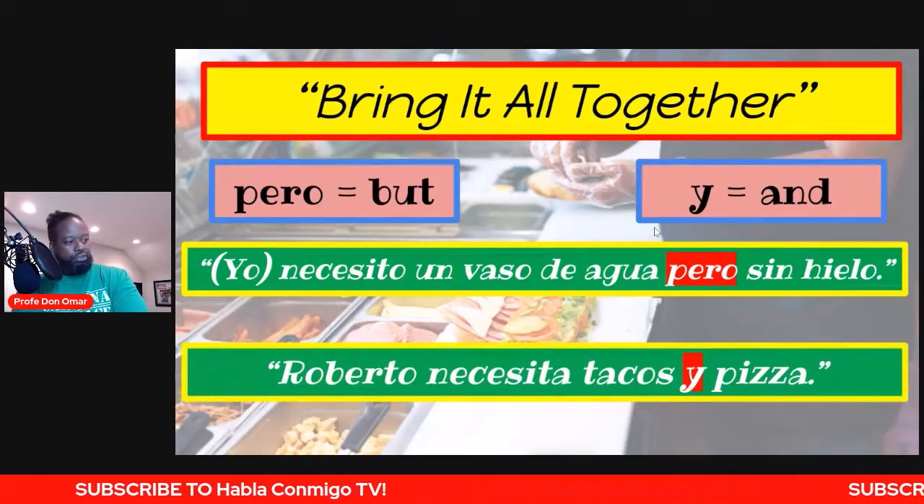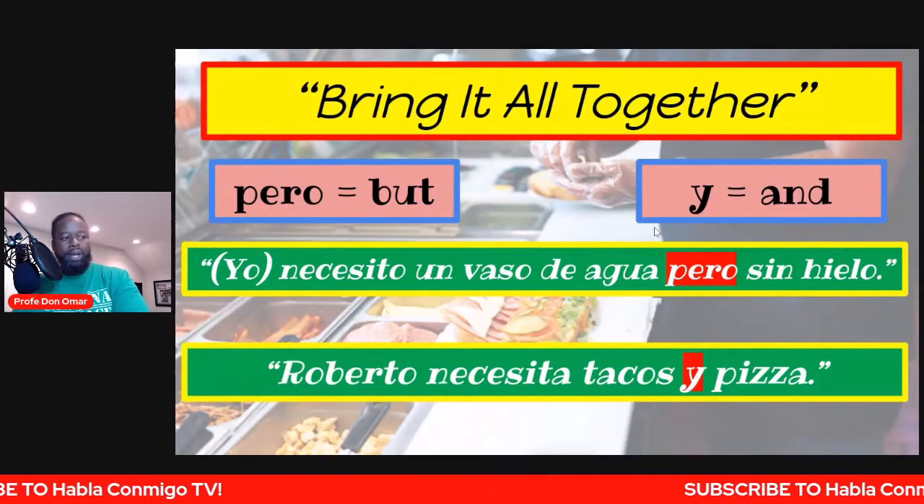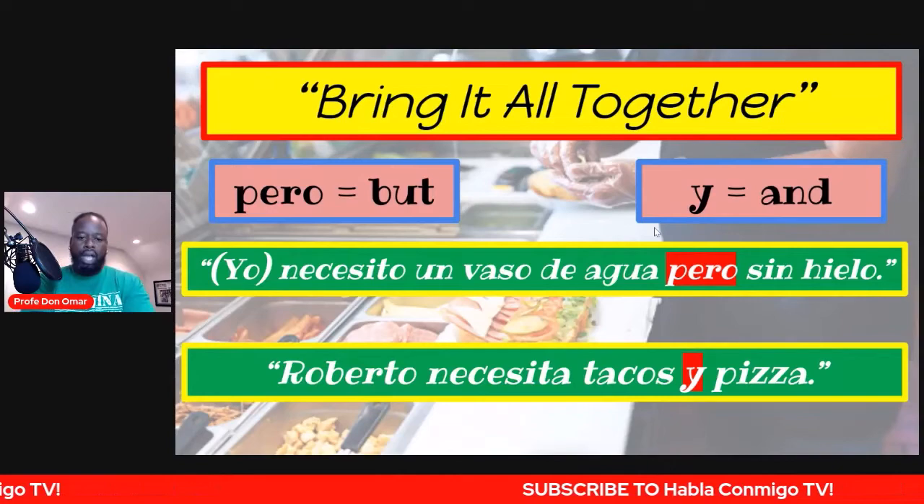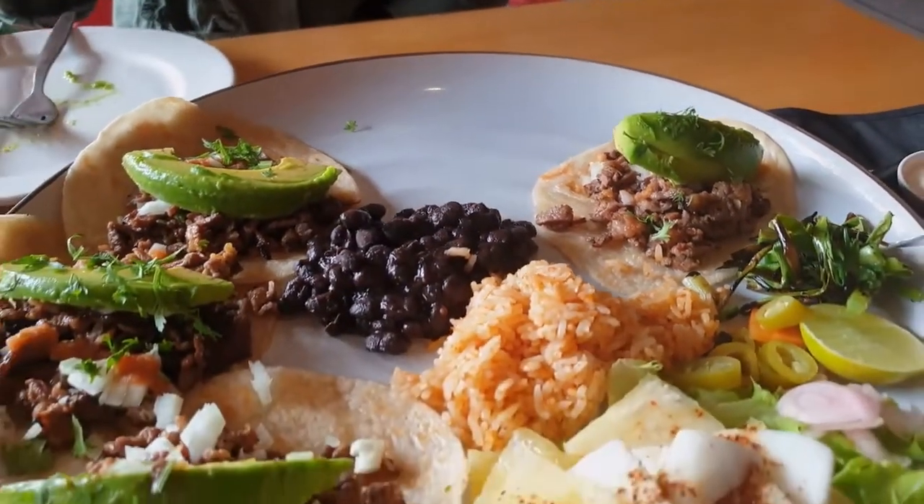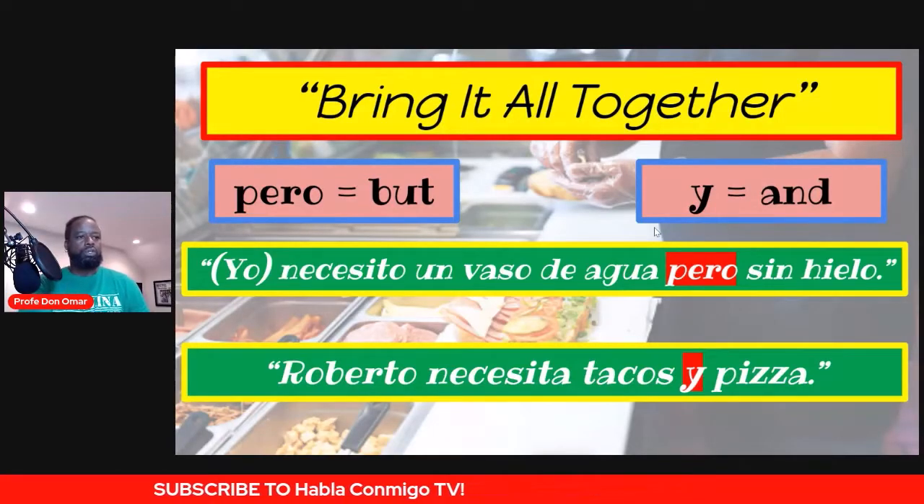Otra oración, otra frase. Roberto necesita tacos y pizza. Robert needs tacos and pizza. Just showing you how we can bring 2 thoughts together. Okay, bringing 2 thoughts together.